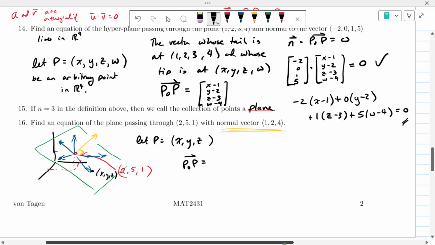So how do we do that? This is a vector whose tip needs to lie at x, y, z, and whose tail needs to lie at p naught. So that would be the vector x minus 2, y minus 5, z minus 1. So that's this. This is going to stand for some arbitrary vector in this space. All we've said about this vector is that it has to have a tail at 2, 5, 1.